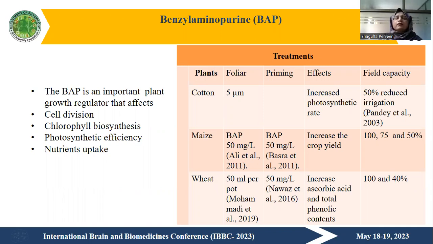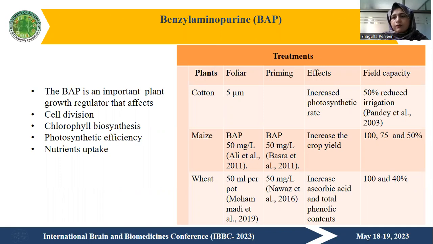BAP has a very important role in plant growth and development. For example, different studies show that when BAP is applied exogenously as a foliar spray or as a priming agent, it can increase photosynthetic rate, yield, and different metabolites under different levels of stress.